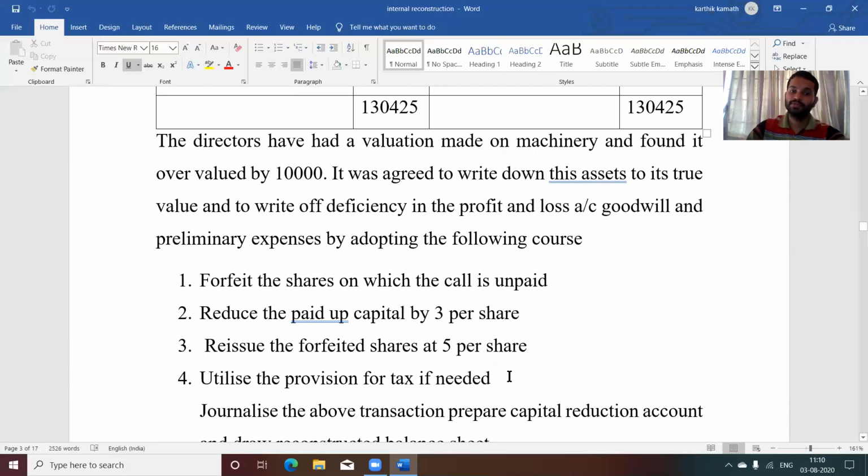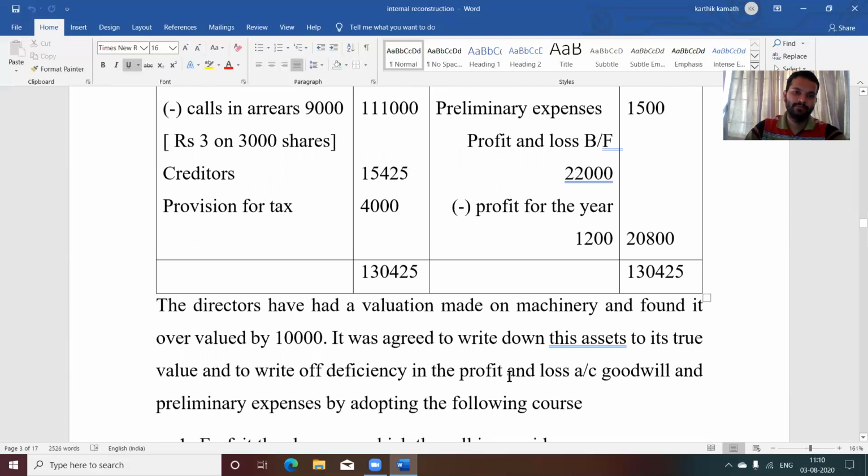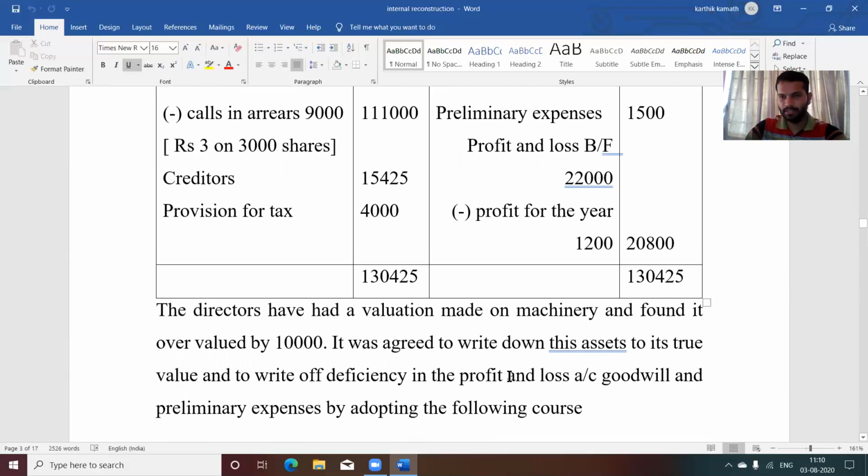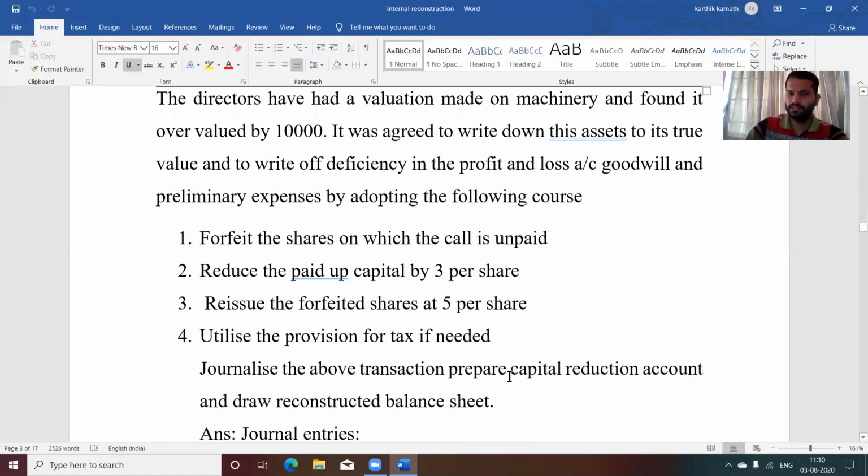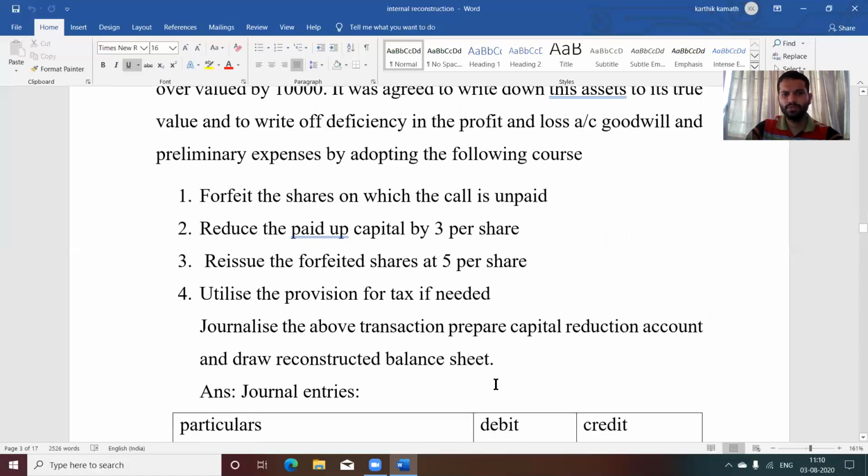Then utilize provision for tax if needed. Provision for tax balance is given, 4,000. If necessary, you can utilize that balance. Journalize the above transaction, prepare the capital reduction account and draw the reconstructed balance sheet. So you need to do all the things in this problem. That is why usually this type of problem appears for 24 marks.